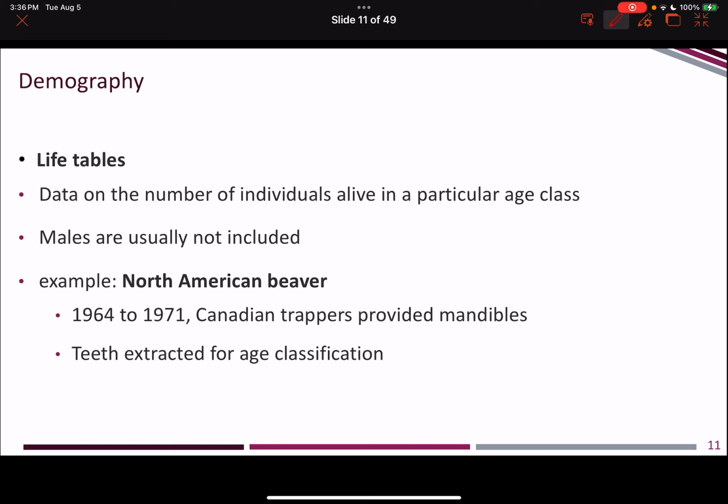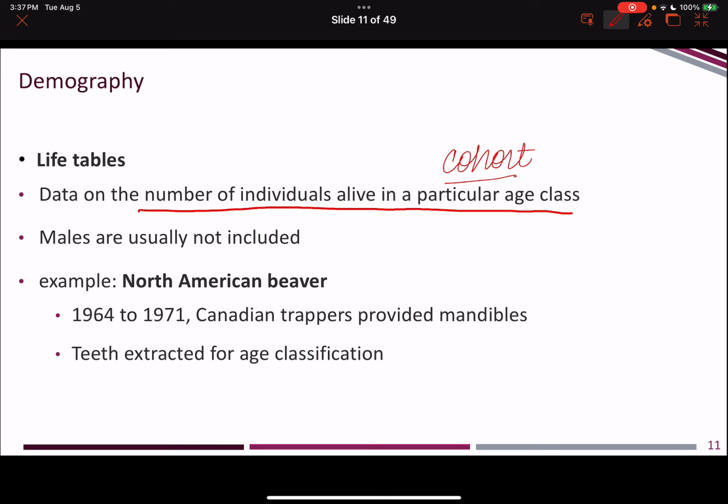Another way that we study the demographics of a population is by something called a life table. So a life table is essentially just a collection of data on characteristics of a population. So we start with the number of individuals in a particular age class. That particular age class is usually called a cohort.